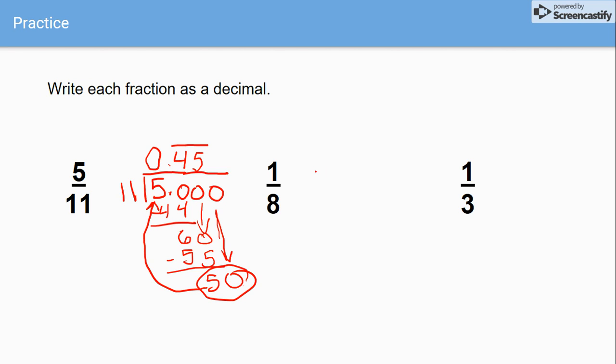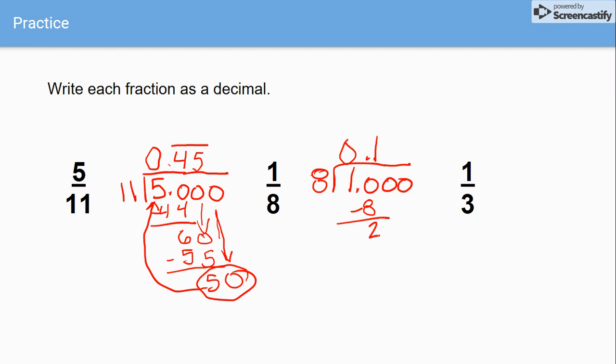So let's go to 1/8. So 1, remember we're saying it by this, divided by 8. I give myself some zeros. I usually give myself 3 decimal places because it seems to work out well for me. So does 8 go into 1? No. Does 8 go into 10? Yes. It goes in there 1 time. And that comes out with 2.